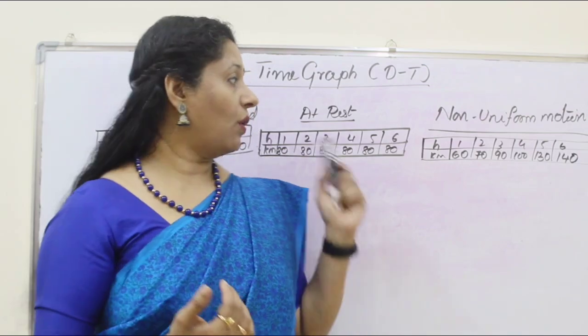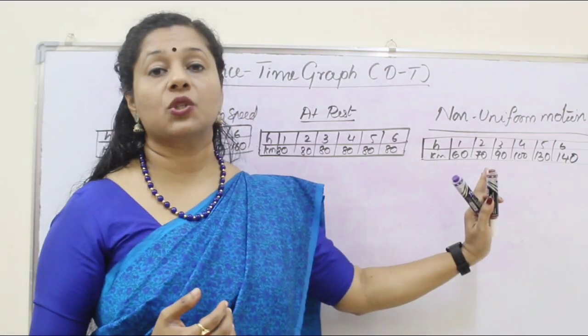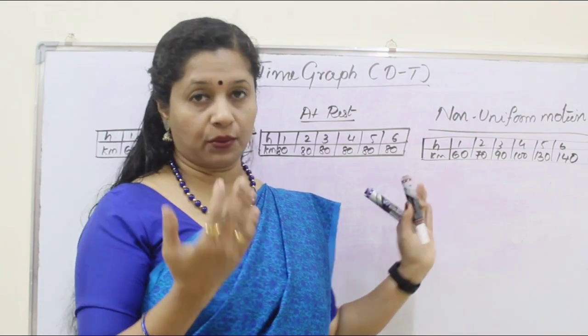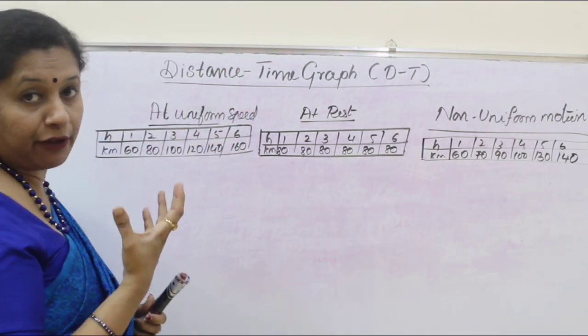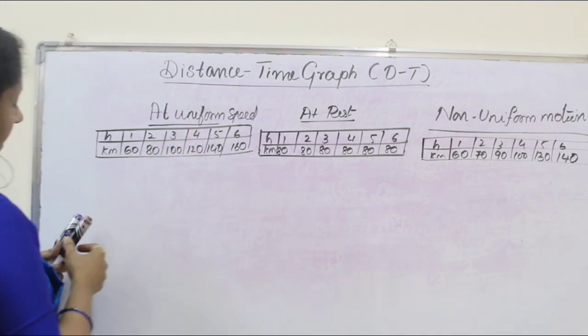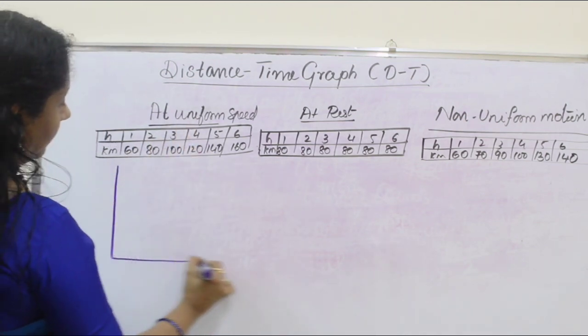I am going to show all the three graphs in the same board so that you will be able to understand it together. Depending on the shape you can easily say what kind of motion it is showing. So first we are drawing a graph where the body is moving at a uniform speed.